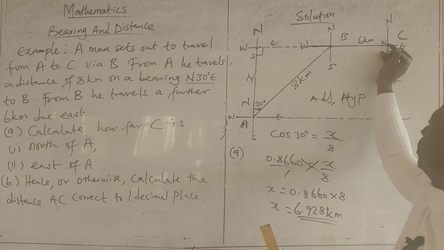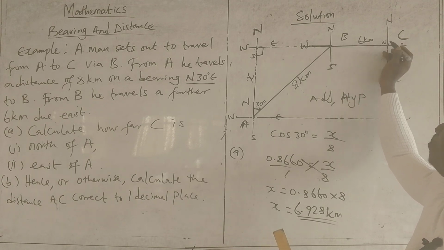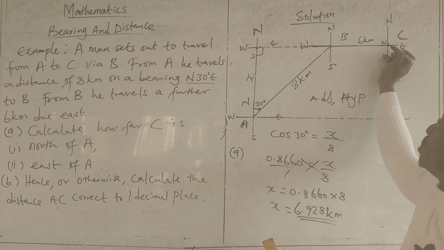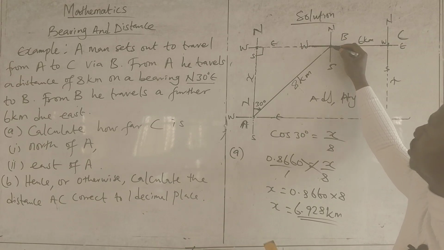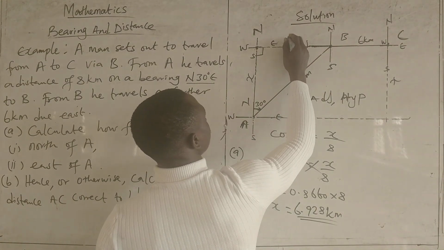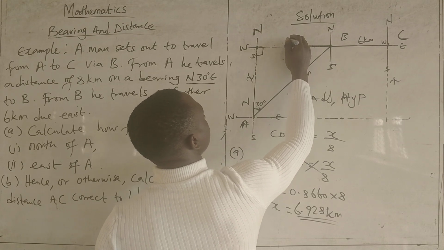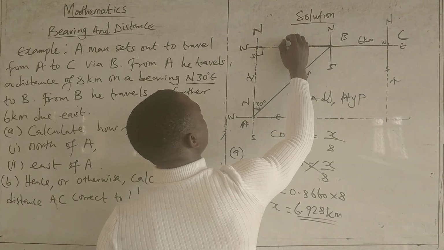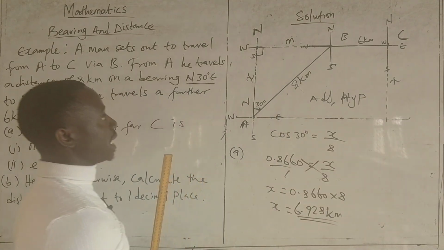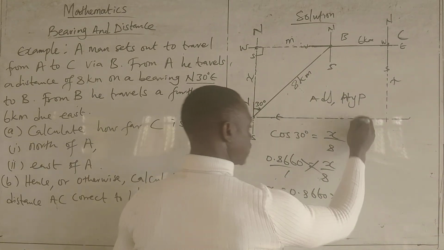So I already know from here to here, which is 6. I need from B to C. I know B to C is 6 centimeters, so 6 kilometers. Now I need from here to B. If I call this Y, some will get confused, so let me call it M. So I need distance M from here to here.